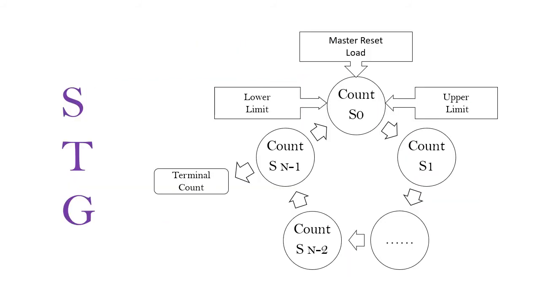This is the state transition diagram of our counter. It has n states. The S0 state takes the lower limit of the count, and there is an upper limit of the count, and the control signals of load and master reset. After giving the clock, the counter transitions from one state to another state, and whenever the last state is reached, it asserts the terminal count output.